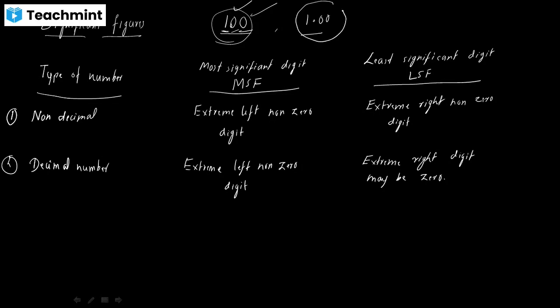You can see here 1.00, correct? It's a decimal number. Am I right, students? In 1.00, tell me which one is the extreme left non-zero digit? It is 1, correct. What about the extreme right digit? Maybe 0. You can see here 0, correct? So in the case of a decimal number, even 0 becomes significant. So we cannot leave 0, because that is the importance of a decimal number. Hope everyone is understanding this rule. If you remember this rule, it is very simple to understand significant figures, students.